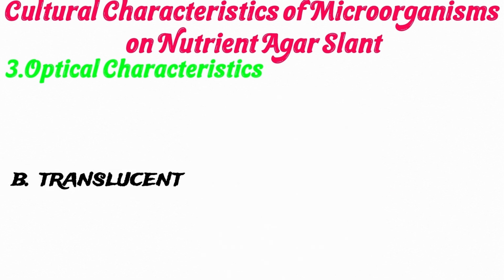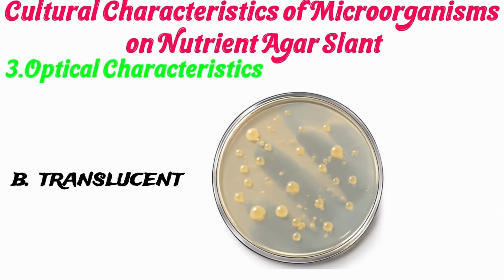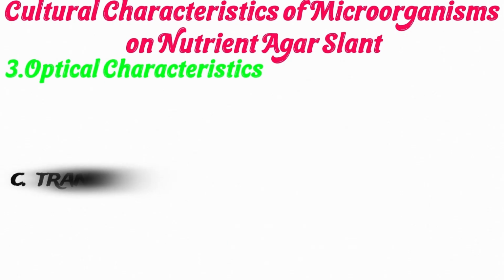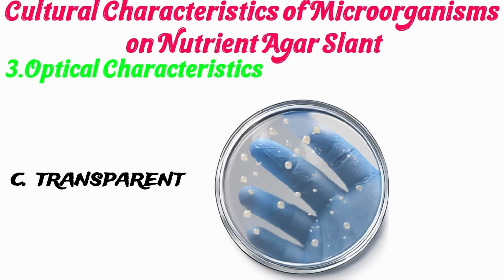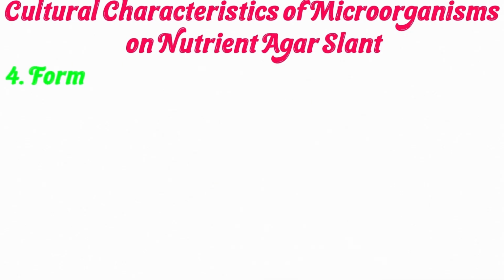Second is translucent, which means only some light passes through. Objects behind the colony appear blurry. The third possibility is transparent, which means almost all light passes through. The growth appears nearly clear. These differences depend on cell density and colony structure. Number 4. Form. Form simply means the overall appearance or pattern of bacterial growth along the inoculation line.